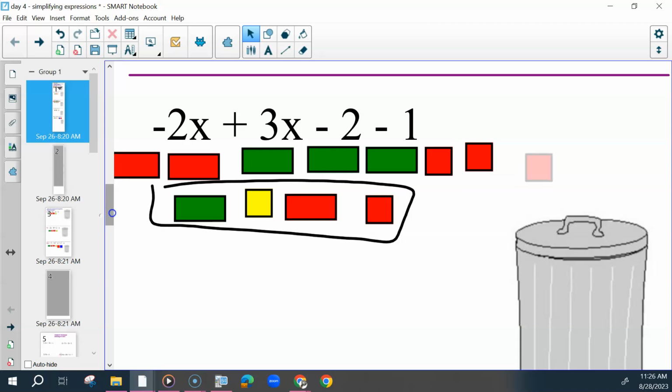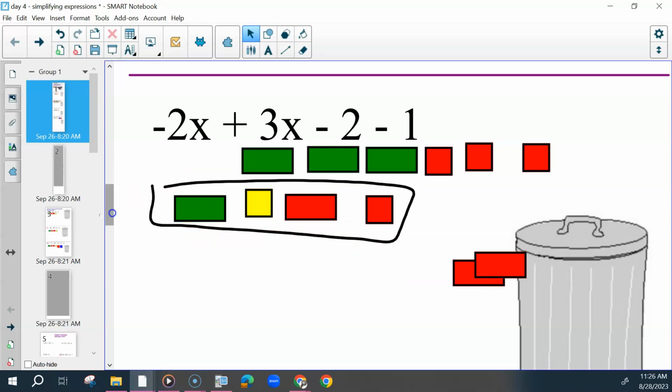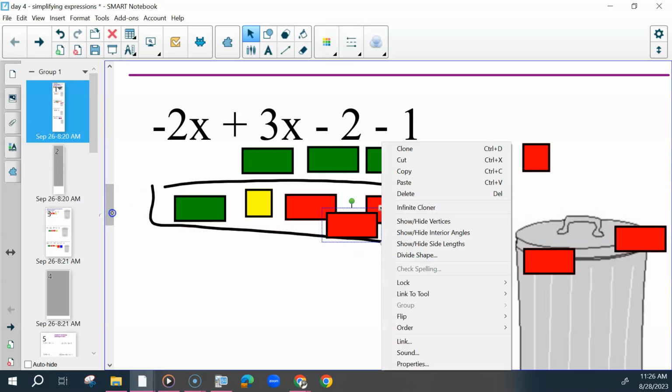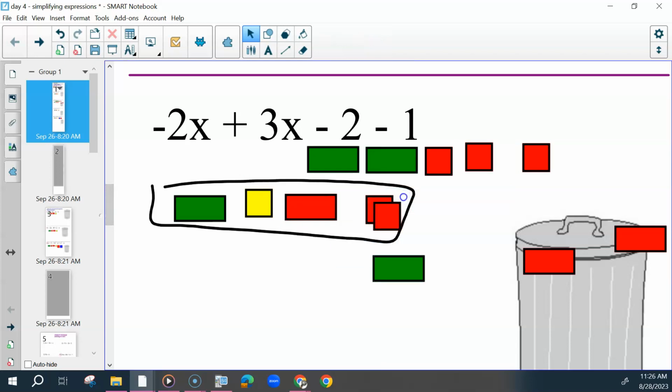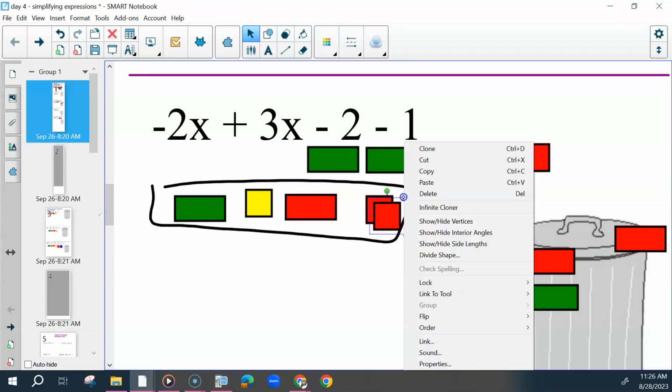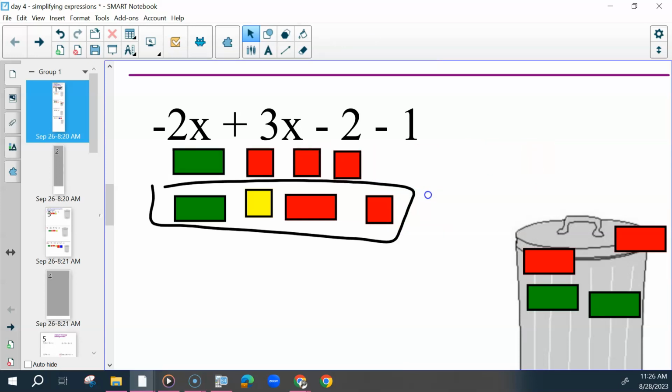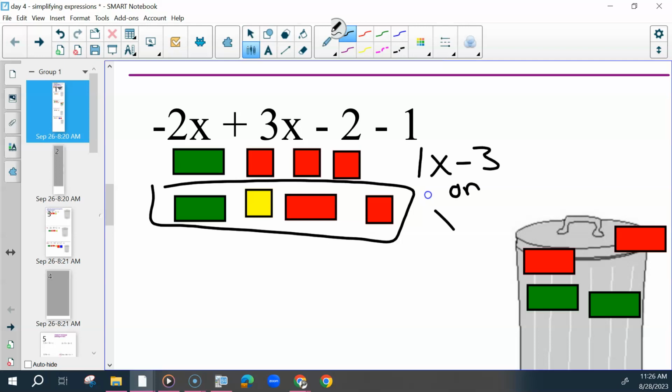Red square. Right. Do we have zero pairs? Yes. How many? 2. So we can get rid of both of the negative x's and 2 of the positive x's. Okay. And then we can rewrite 1x minus 3.